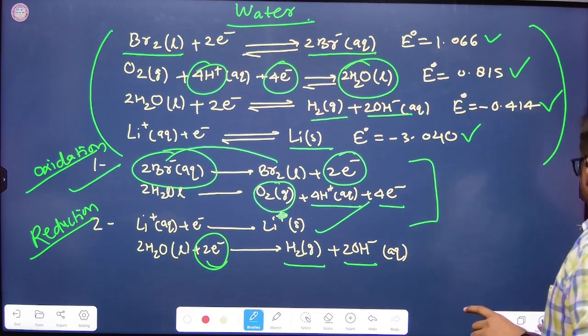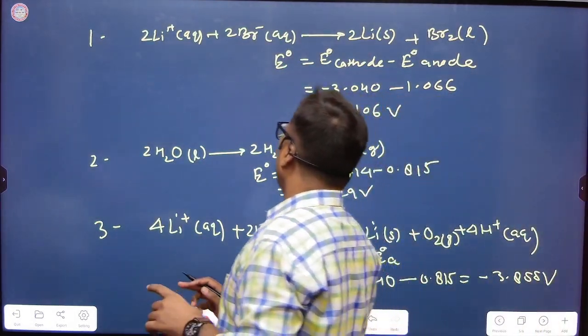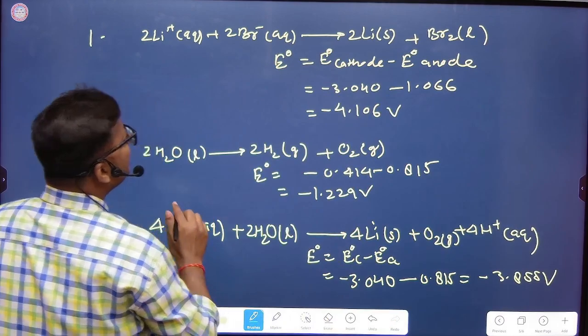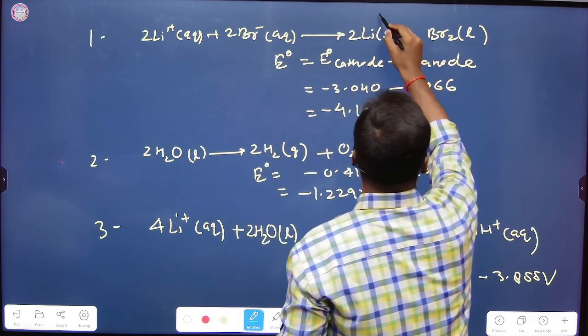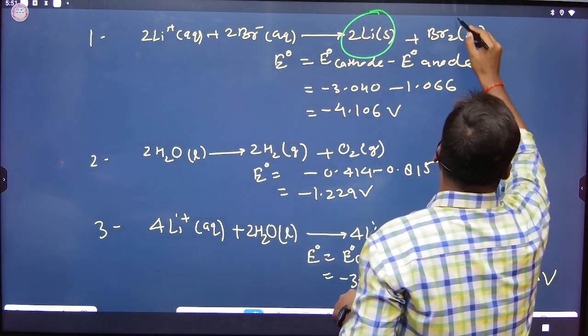Now what happens if there is a first chance of production of lithium solid and bromine liquid?